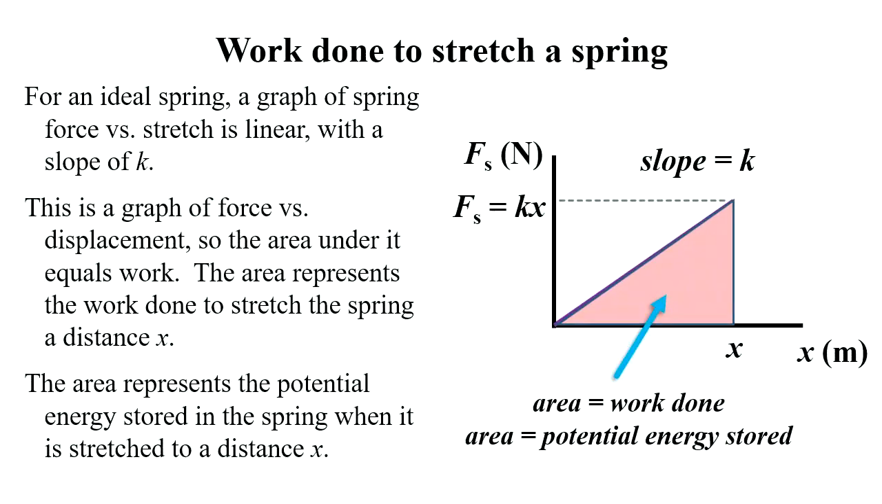Let's think about the work done to stretch a spring. For an ideal spring, a graph of spring force versus stretch is linear with a slope of k. Think about it. This is a graph of force versus displacement. Like any graph of force versus displacement, the area under it equals work. The area represents the work done to stretch the spring to a distance x. This area represents the potential energy stored in the spring when it is stretched to a distance x.